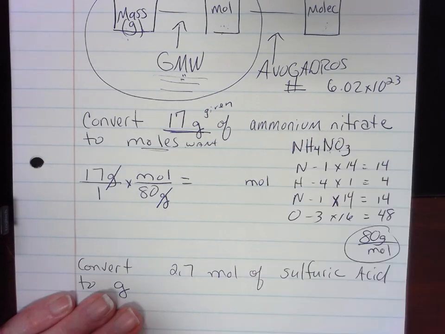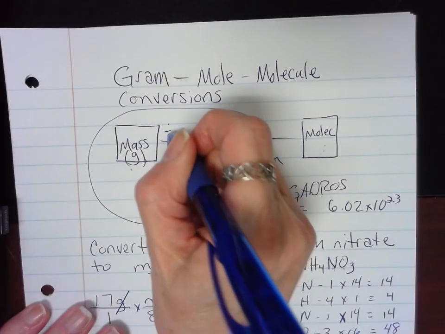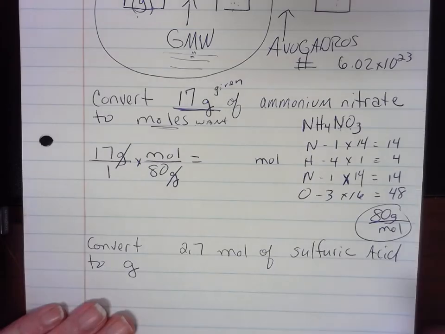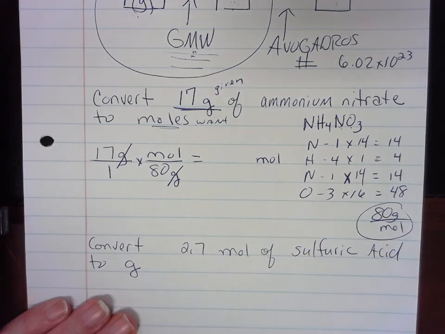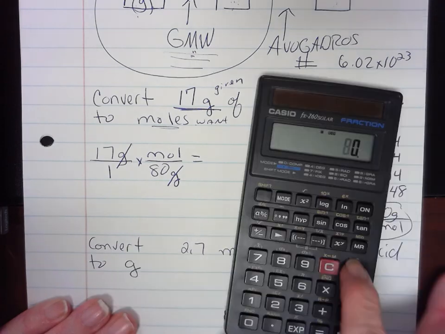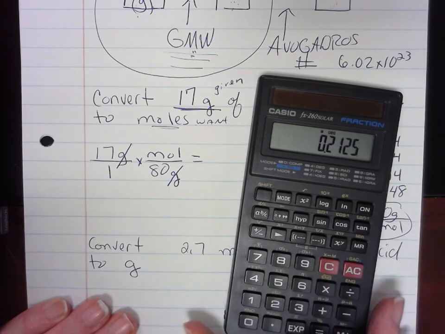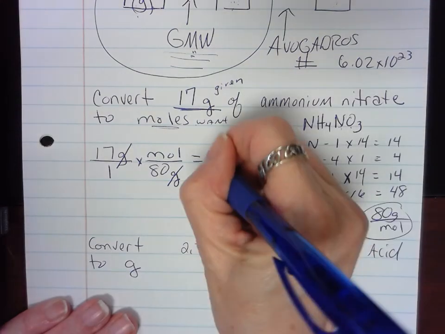Okay, so when you're going from mass to moles, you're going to divide by the GMW. But it's easier just to do it this way so that it's visual and you check what you're doing. So 17 is on top, 80 is on the bottom, so that means you're going to say 17 divided by 80, and that gives you 0.2125. Okay, so 0.2125 moles.